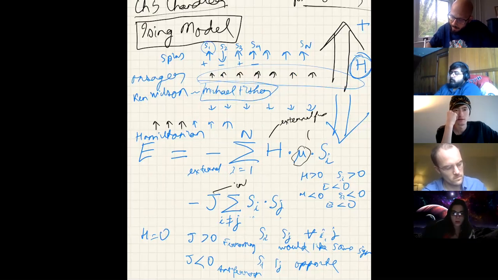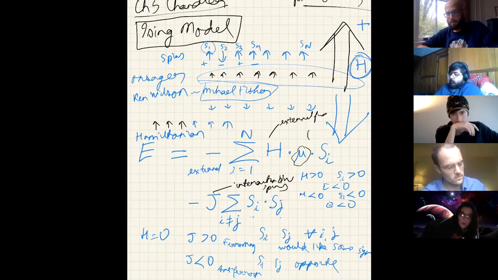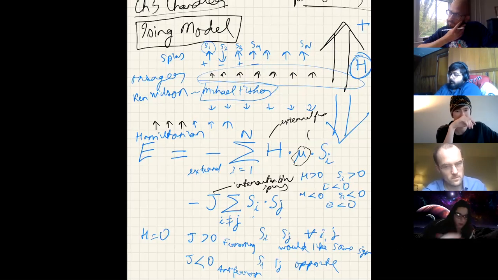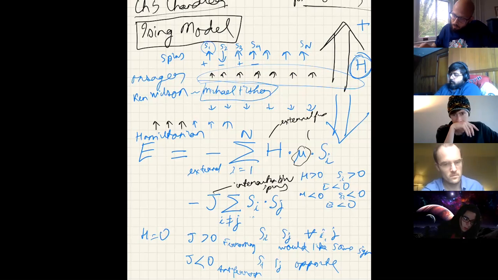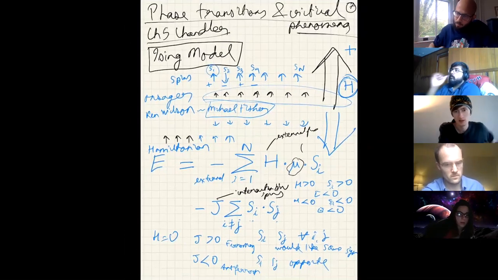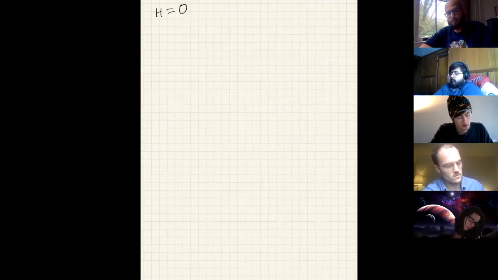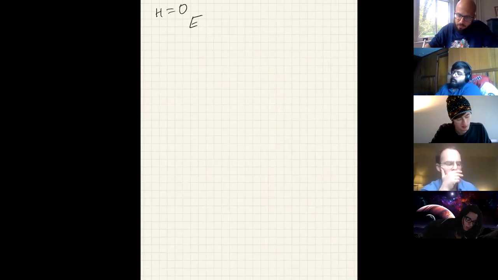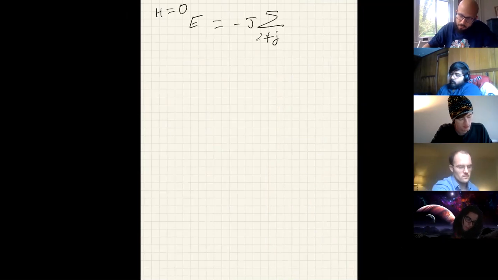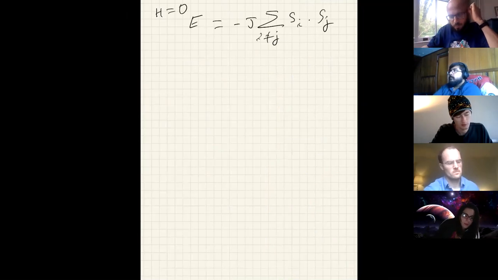And J is the interaction between spins, how spins talk to each other. And I will give you a way to develop more intuition for this. Most of the time, we will work with systems where H is equal to 0. We are not going to worry about the external magnetic field. We will simply think of systems where the energy is given by minus J, sum over i not equal to j, S_i multiplied by S_j. So you can see what this means.